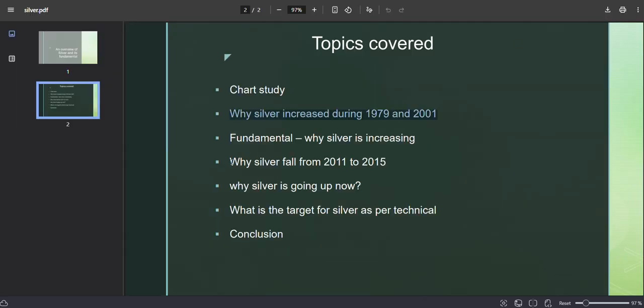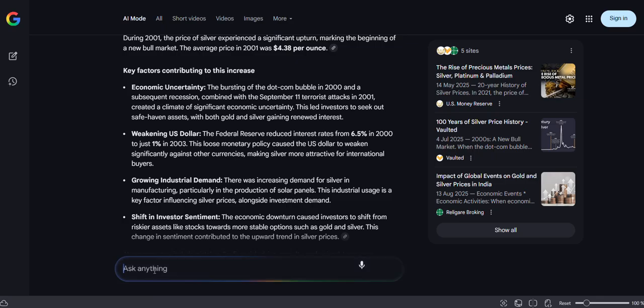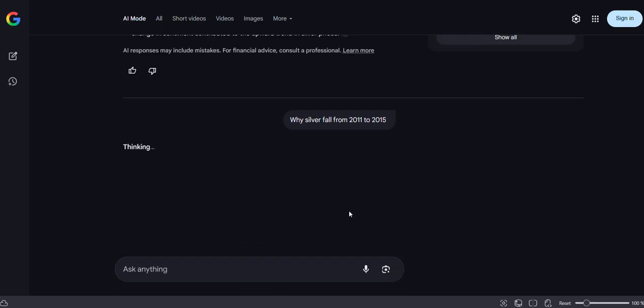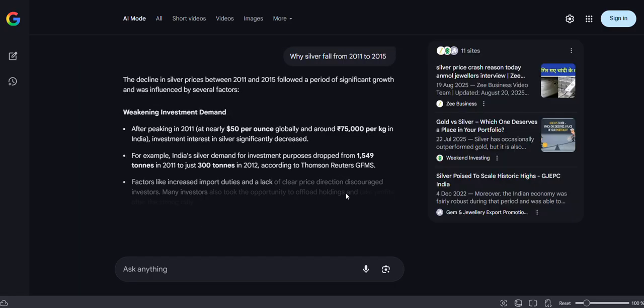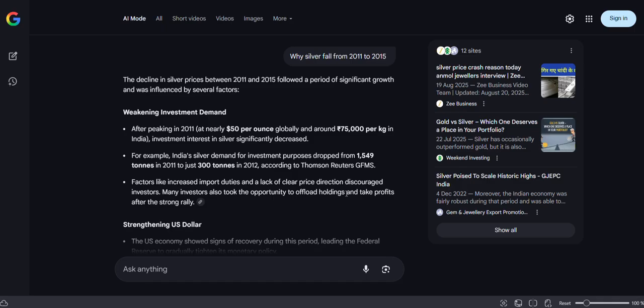So why did silver fall during that time? We will analyze once again with the AI what it says. If you ask this question, the decline in price between 2011 and 2020 is significant. After peaking in 2011, globally, once the price became too high, a lot of investors were not interested in buying. That is one reason they have written.